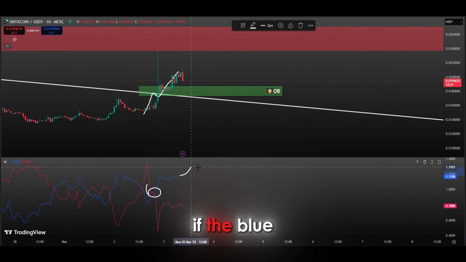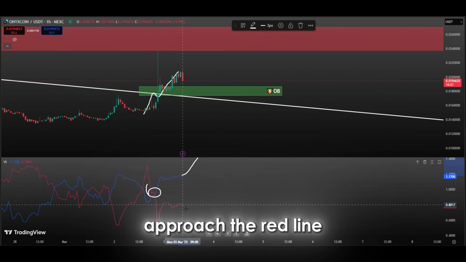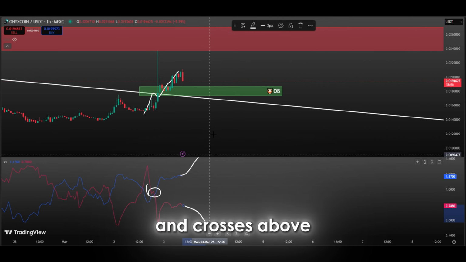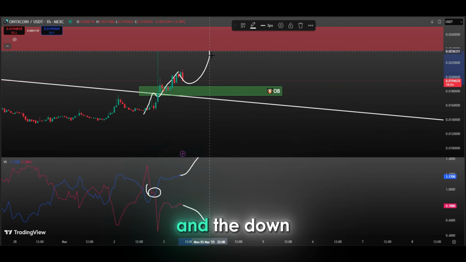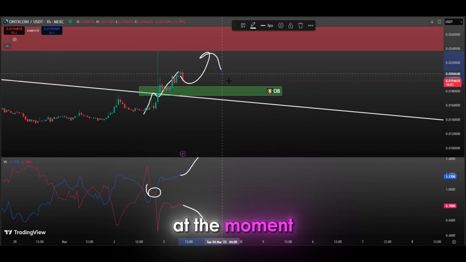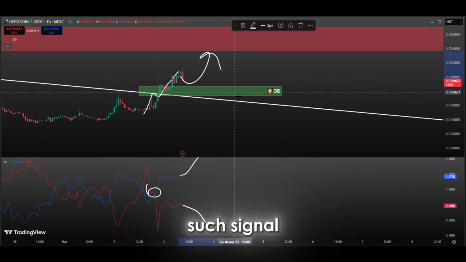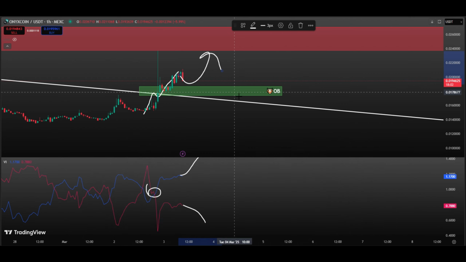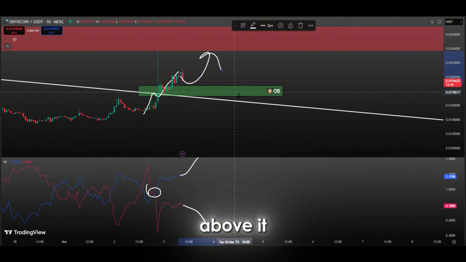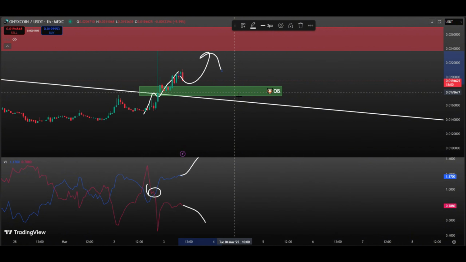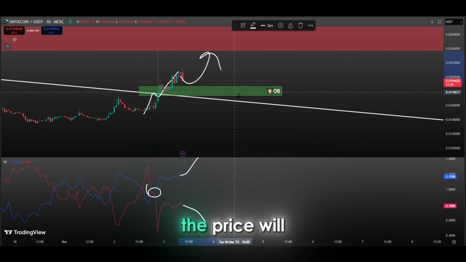However, if the blue line starts to approach the red line, or the red line moves upwards and crosses above the blue line, this could signal that selling pressure is increasing and the downtrend is getting stronger. At the moment, there is no such signal, and the bullish trend is still dominant. At this point, it will be important how strongly the blue line stays above it and how the red line moves. And if the blue line moves higher from here, the price will move higher.